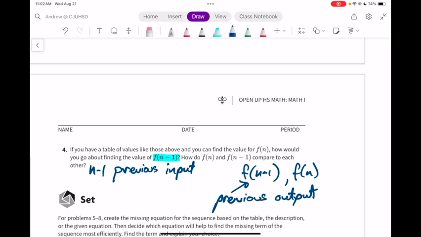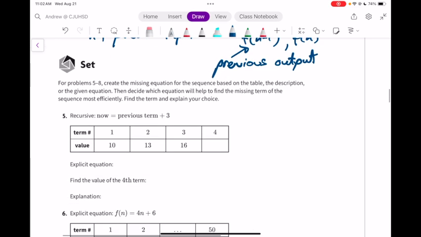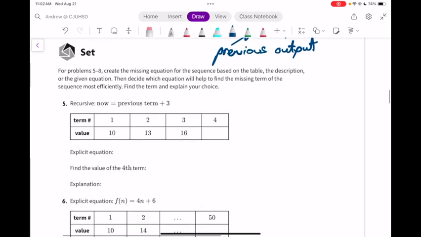Now we go into our set. For problems 5 to 8, create the missing equation for the sequence based on the table, the description, or the given equation. Then decide which equation will help find the missing term of the sequence most efficiently. Efficiently means quickly, easily, without much effort. Then find the term and explain your choice.